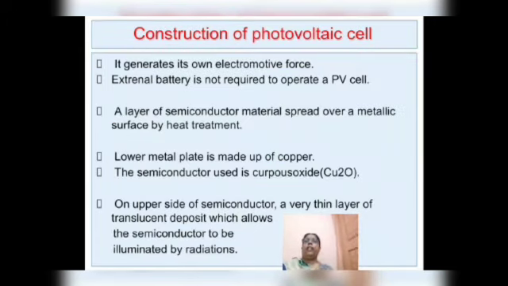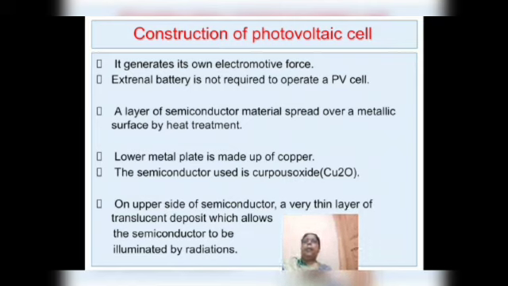Construction of the photovoltaic cell. It generates its own electromotive force. Hence, an external battery is not required to operate the PV cell. Means in the photovoltaic cell, the external battery is absent. This is the main difference between the photoemissive cell and the photovoltaic cell. All of you know in the photoemissive cell, a battery is connected in the circuit. But in the photovoltaic cell, the external battery is absent.